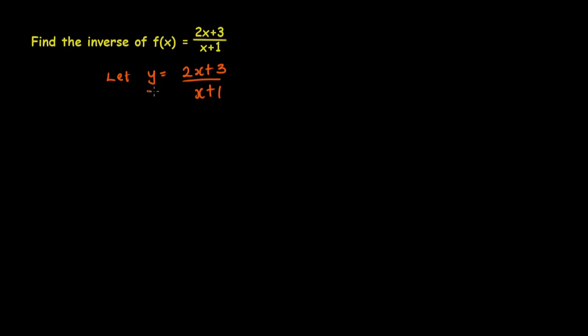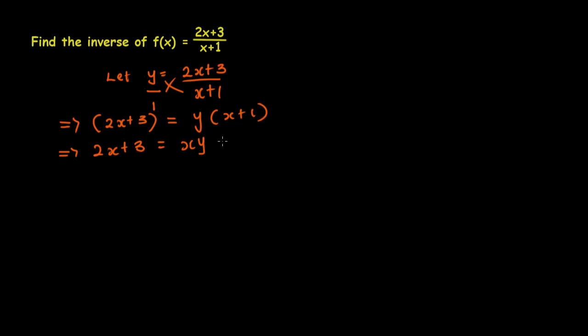So this is over 1 and we're going to cross multiply. So this is going to be 2x plus 3 times this one is equal to y times x plus 1. 2x plus 3 is equal to y times x, xy, y times 1, y. Now we're going to move every term that has an x with it to one side, and then move the ones that don't to the other side. So this implies that 2x minus xy is equal to y minus 3.